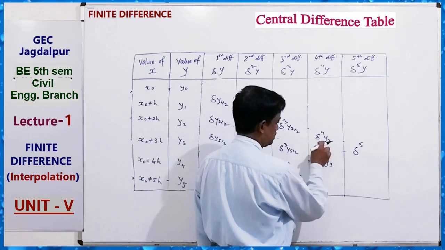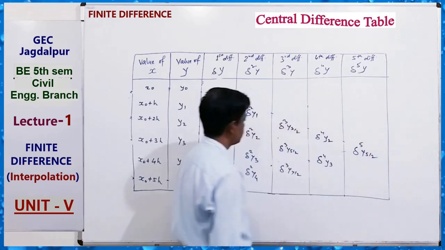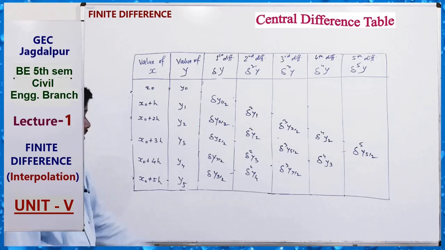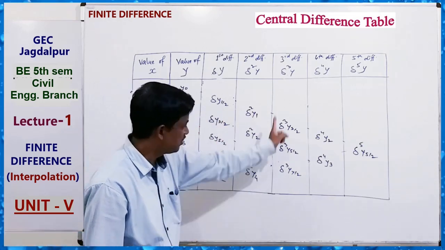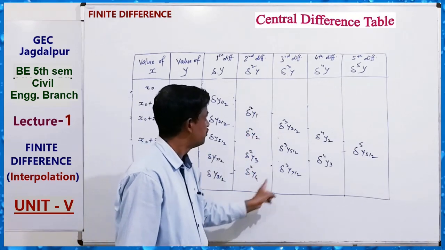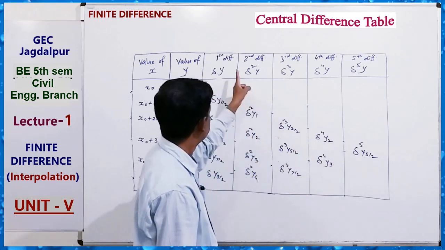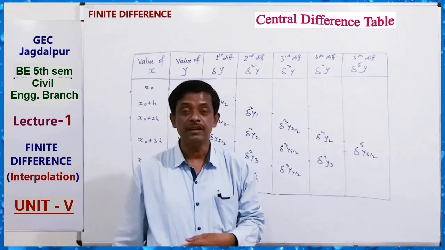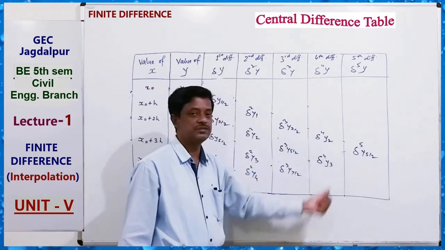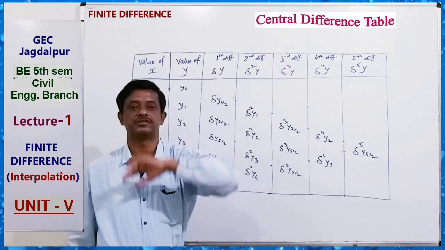This minus this, 3 plus 2, 5. 5 by 2, y 5 by 2. Okay, so this is the central difference table. Just make it. This is the index. Index is the main thing. The second difference is integral, the fourth difference is integral. That means even order differences have integral suffixes as arguments, and half values are first order differences.